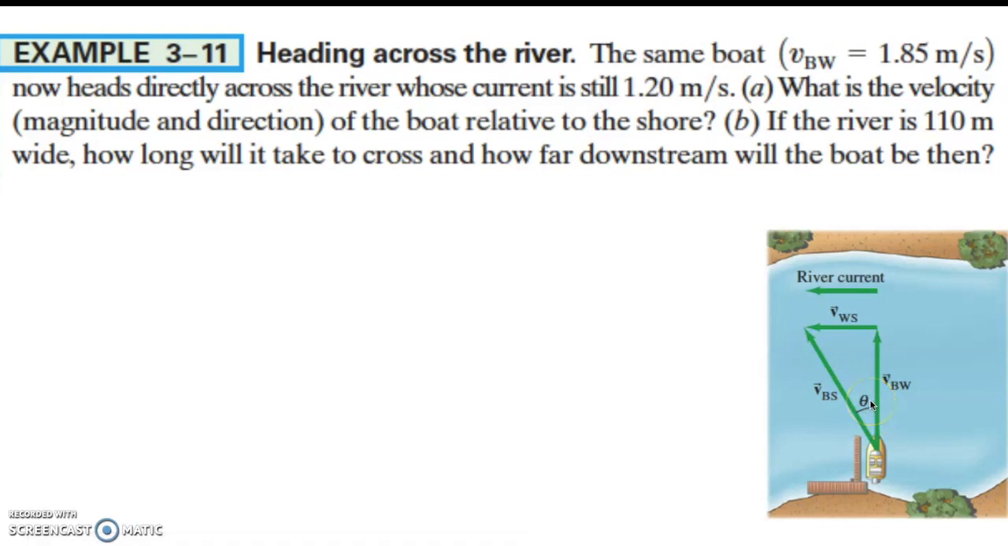So we want to have the angle. And then if the river is 110 meters wide, so this is the width of the river, how far downstream, so how far down here, where the boat ended. And again, we will show that when we show it on the board. So do it now.